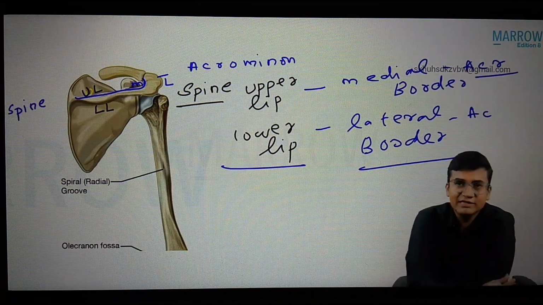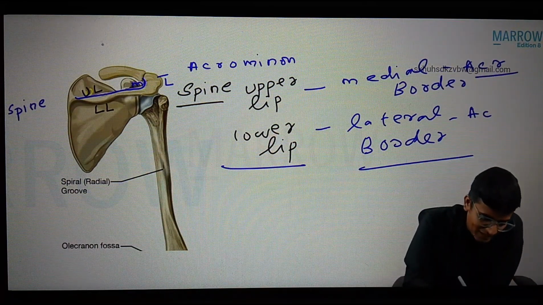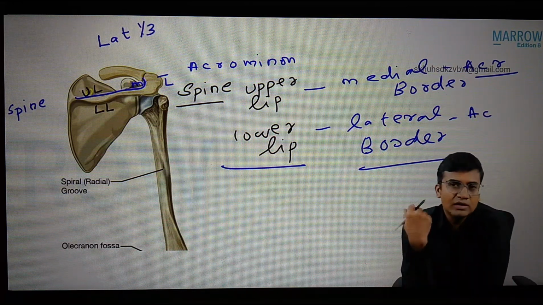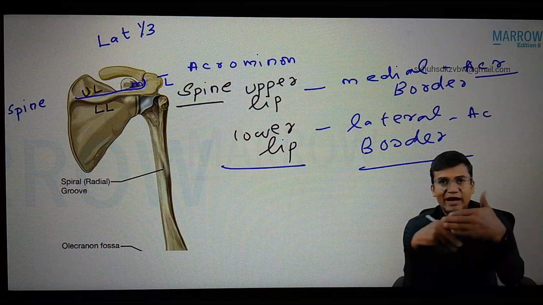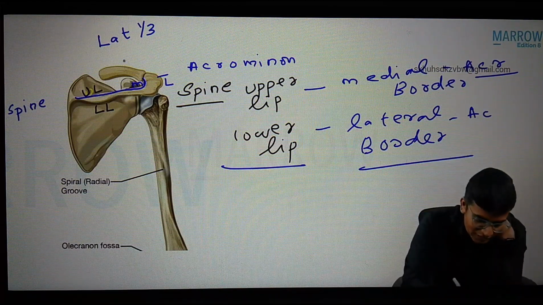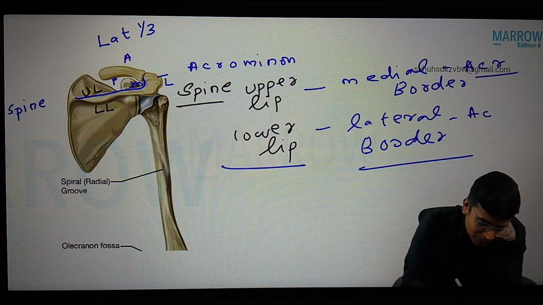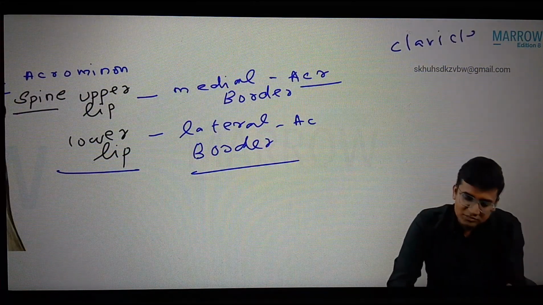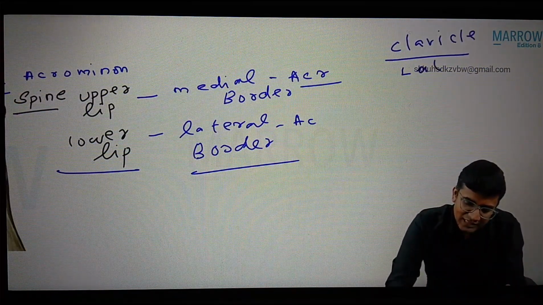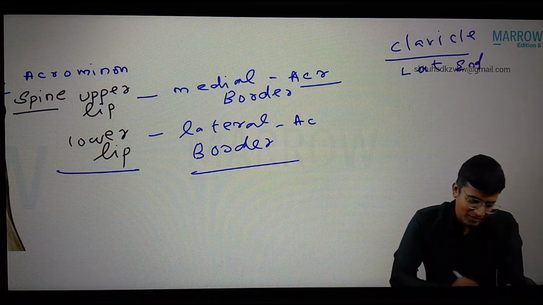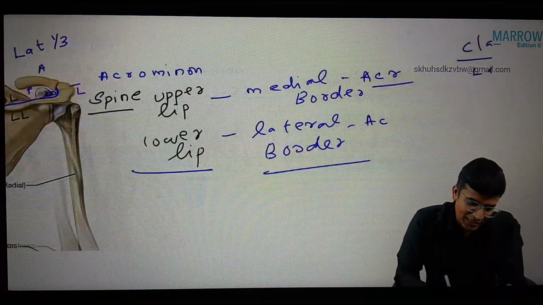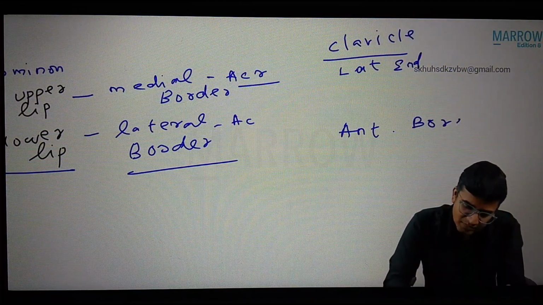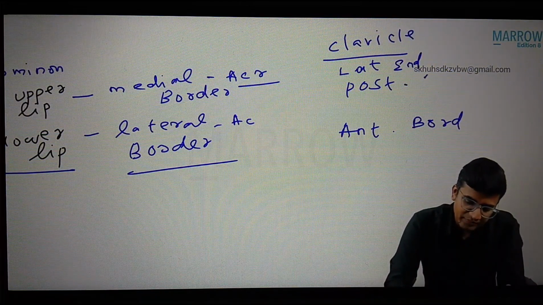We're going to join with the clavicle. Now clavicle, this is the lateral 1/3 of the clavicle. I told you the lateral 1/3 is flat. We have an anterior border and a posterior border. So this is the anterior border and this is the posterior border. So we write clavicle, lateral end. The lateral end of the clavicle has an anterior border and a posterior border.